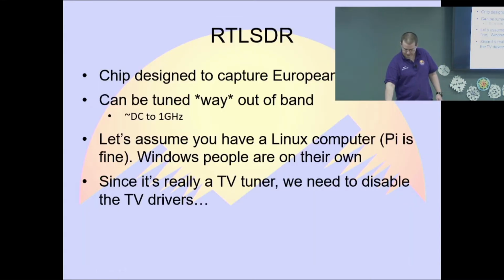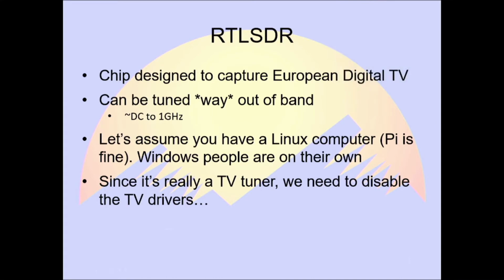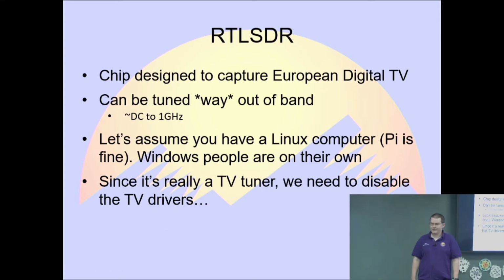But you can get on Amazon, buy one of these things. These are called RTL SDRs. They're based on a European TV tuner design. It turns out that the TV tuner, rather than implementing anything in hardware, they did the cheap thing. They built a generic radio and some clever software. And we can abuse the generic radio to pretty much receive DC up to about 1 gigahertz.